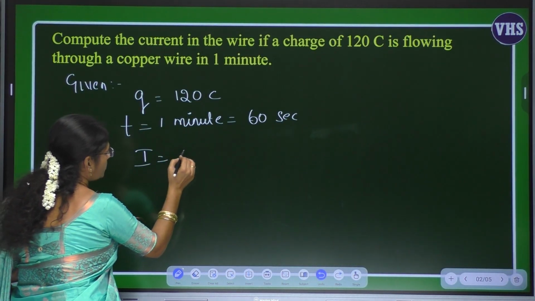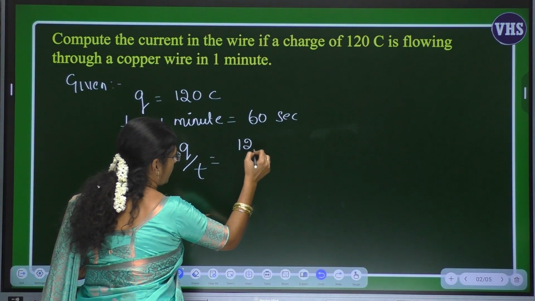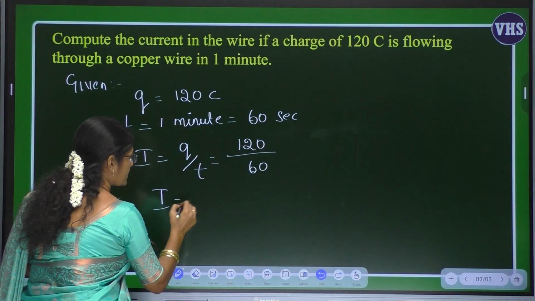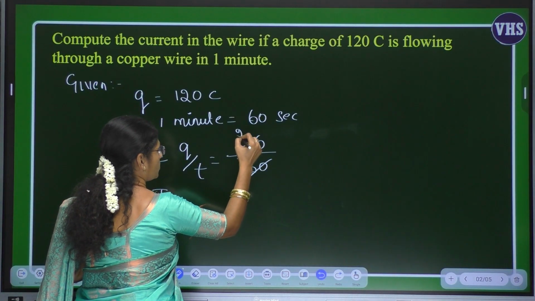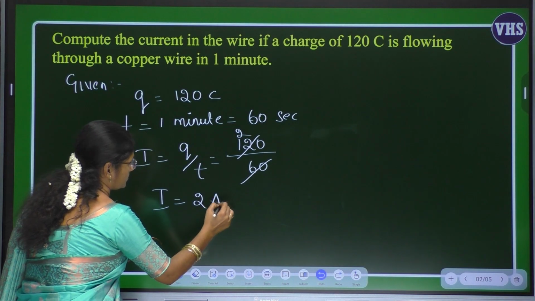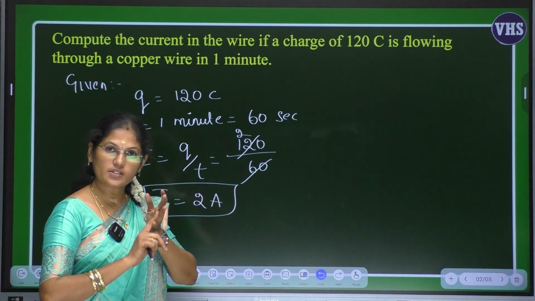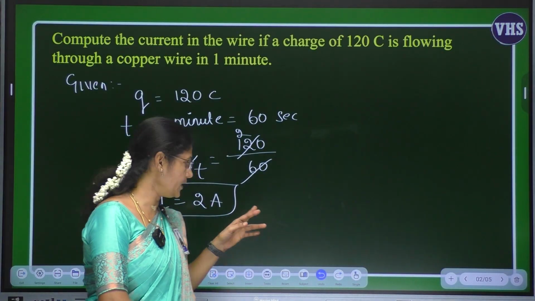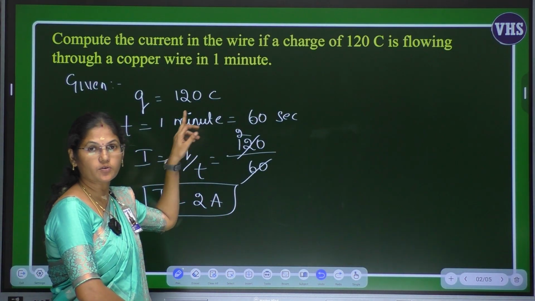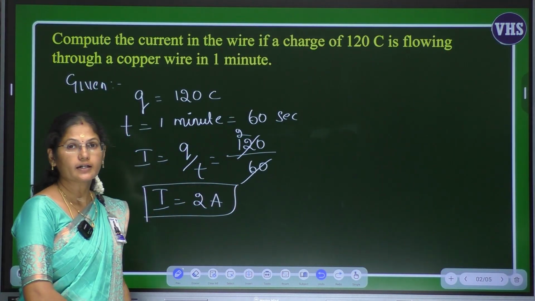So what is the formula for current? I is equal to Q/T. Okay, what is Q value? 120 by 60. So that is I is equal to 2. So what is the SI unit of current? Amps. Okay, clear? So this is the current value. So direct வந்து charge ஓட value கொடுத்திருக்காங்க, time ஓட value கொடுத்திருக்காங்க. So அதை divide பண்ணோம் அப்படின்னா you get the answer for current value.